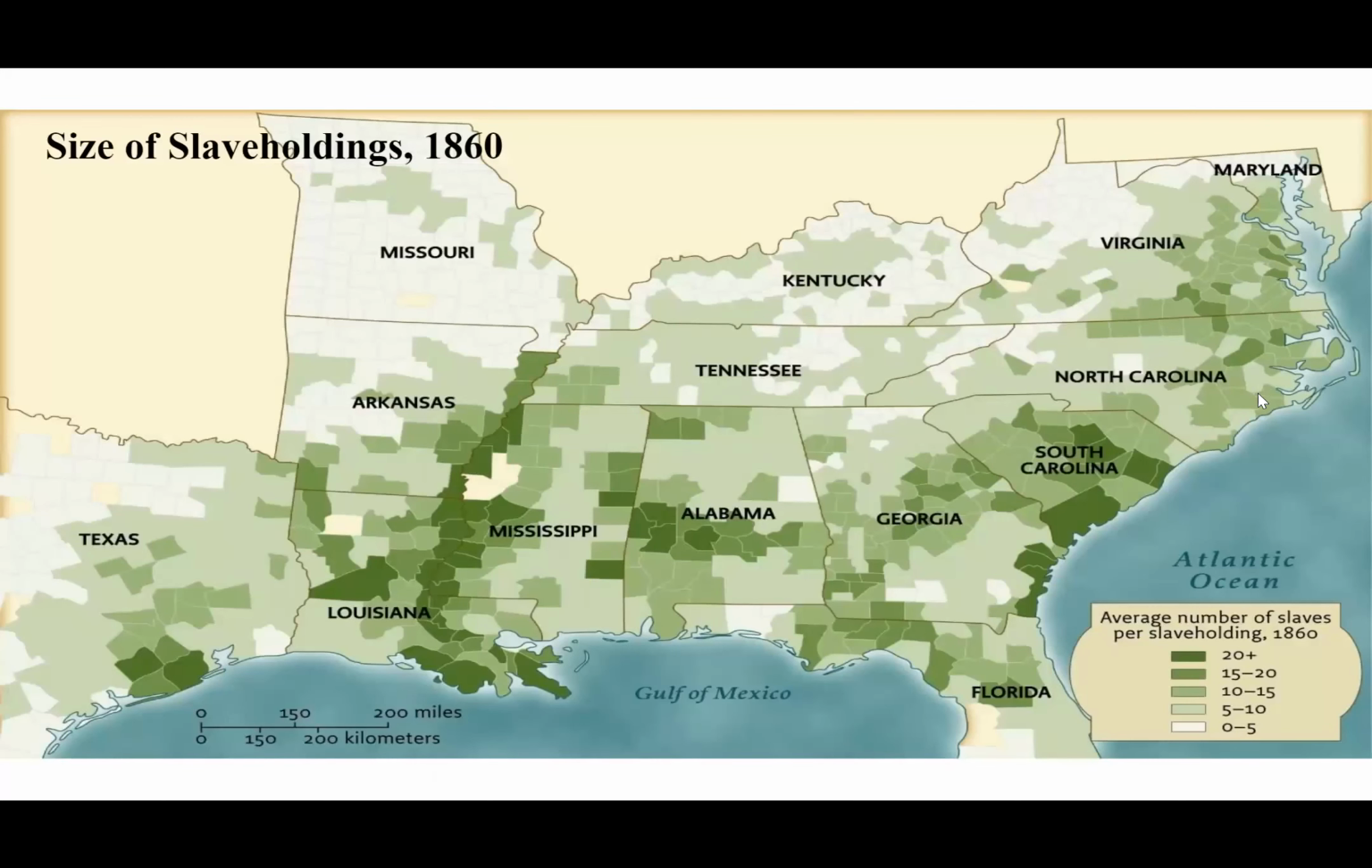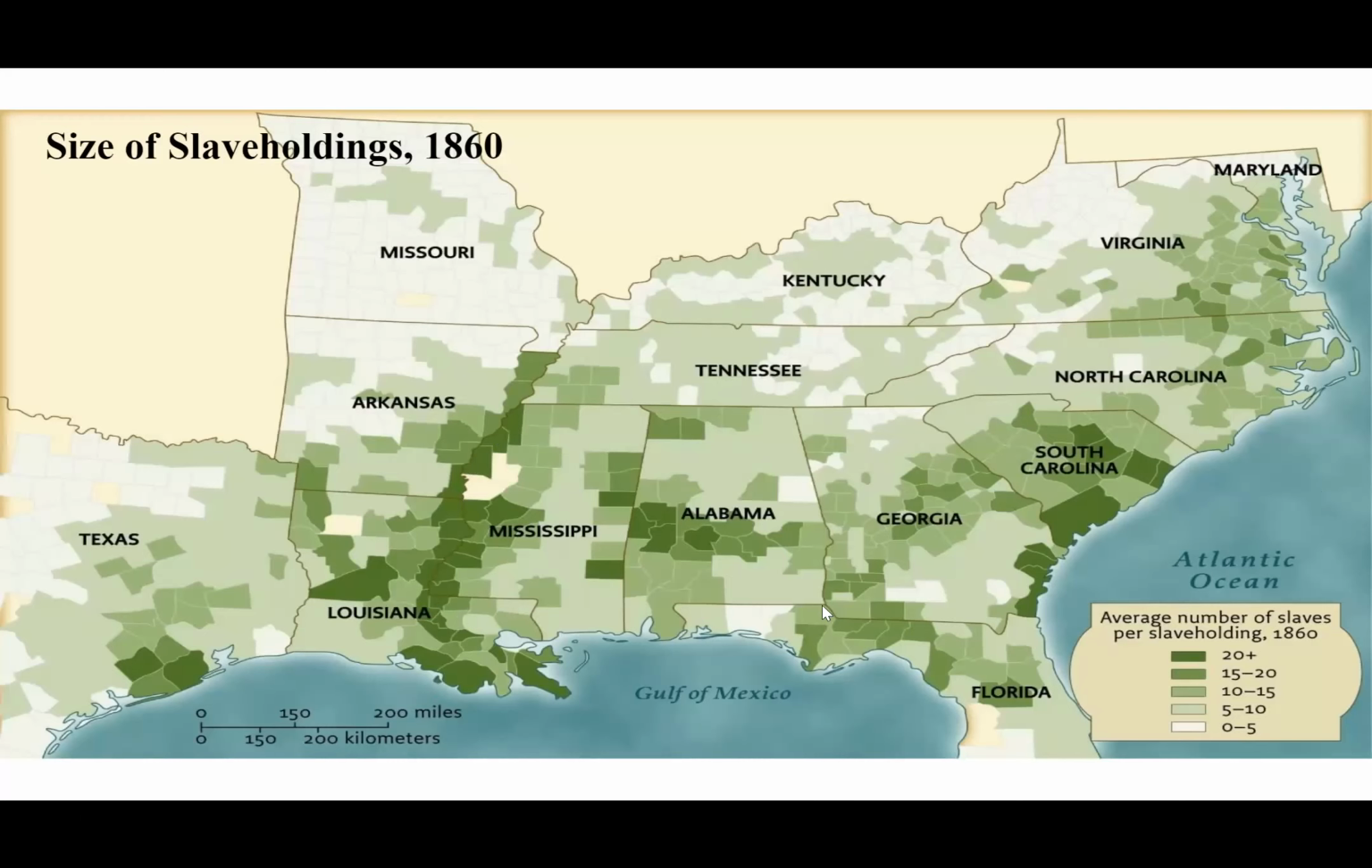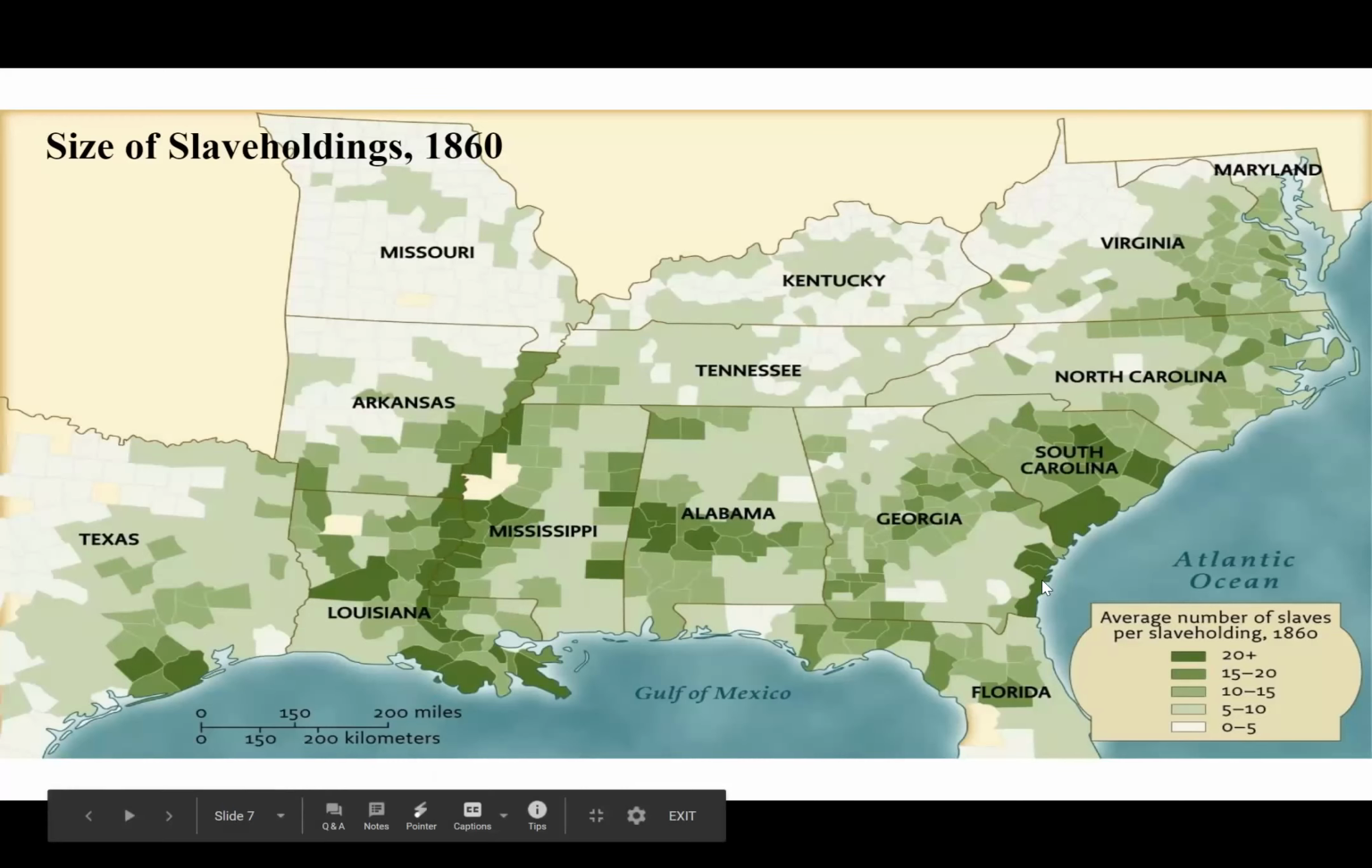If we look at this map, the darker green are the more slaves. So again, you can see right here along the Mississippi River, right here in South Carolina and Georgia. And then the white are few slaves.